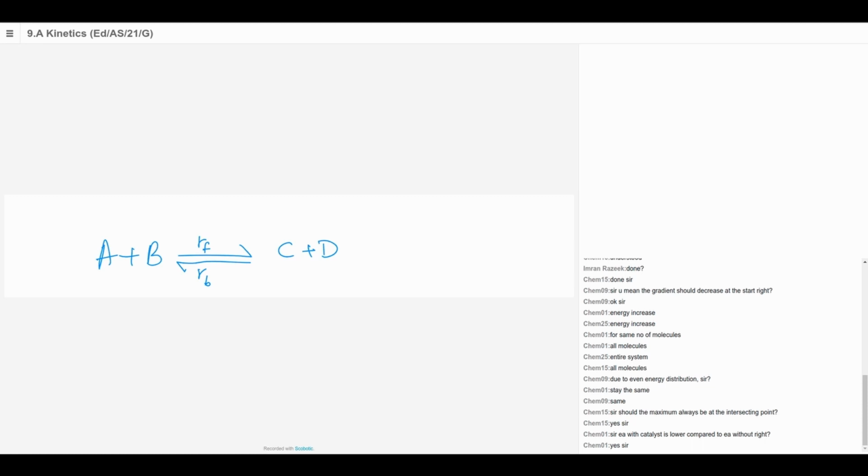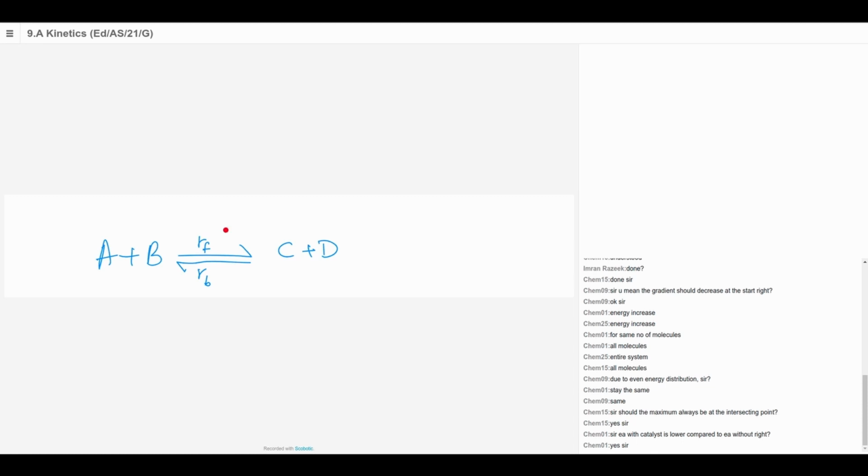Got it? So remember, not all reversible reactions reach equilibrium, but all equilibrium reactions are reversible reactions. I repeat again, not all reversible reactions are equilibrium, but all equilibrium reactions are reversible.